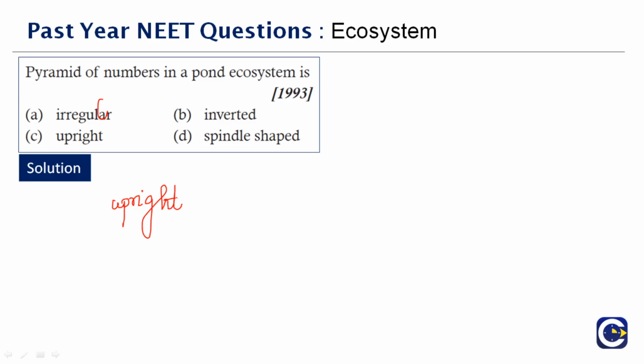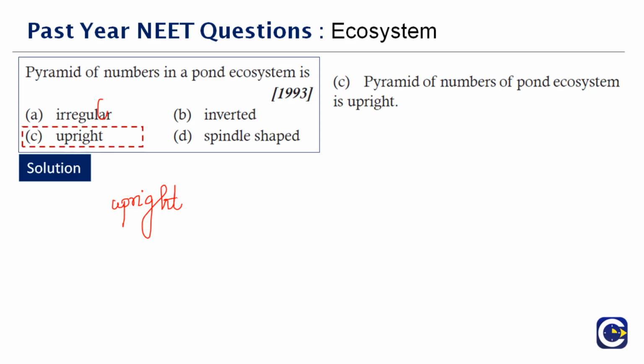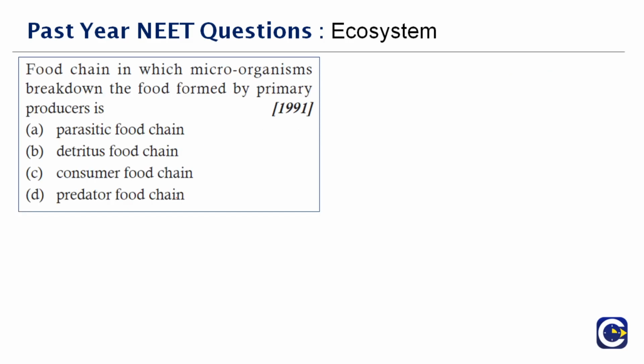But before that, what is actually a pyramid? It's a graphic representation of the relationship between organisms at various trophic levels in a food chain. The basis of the ecological pyramid is the biomass, energy, and the number. Just as the name suggests, the ecological pyramids are in the shape of a pyramid. Therefore, the correct answer to this question is option C.